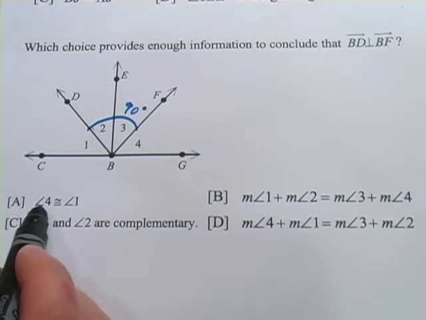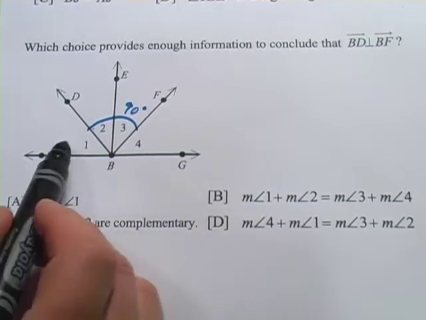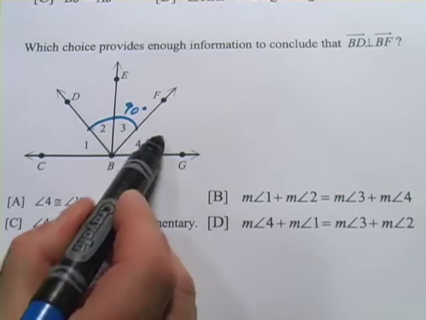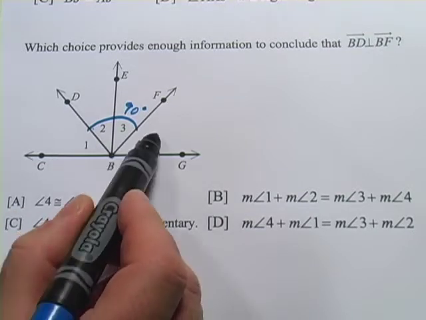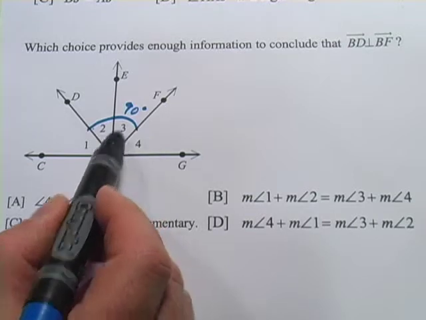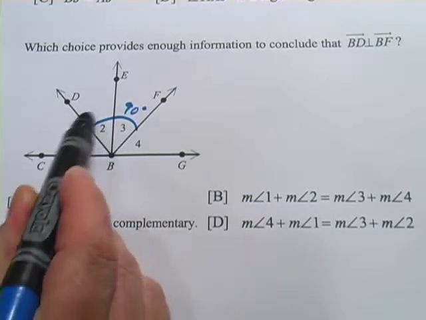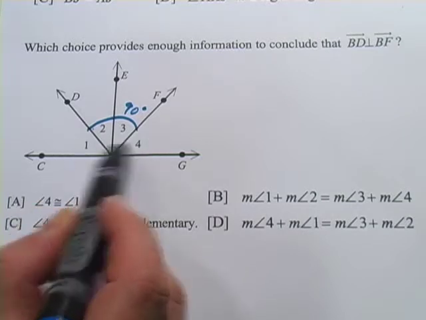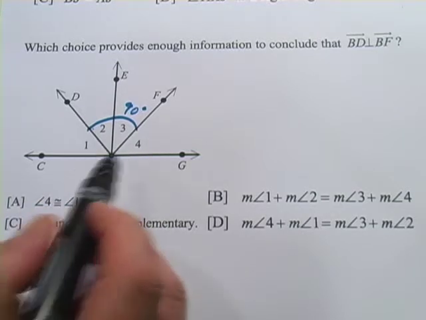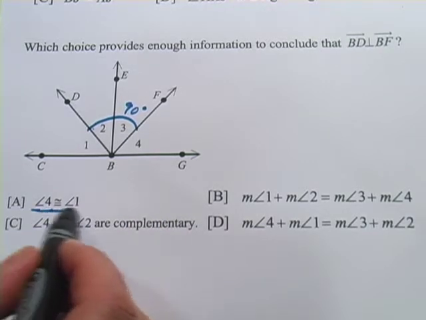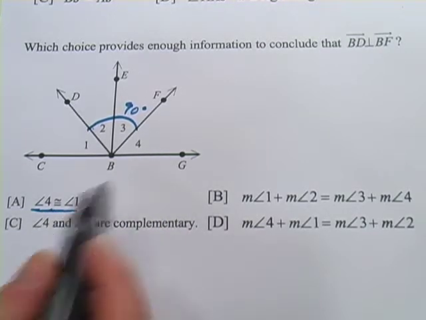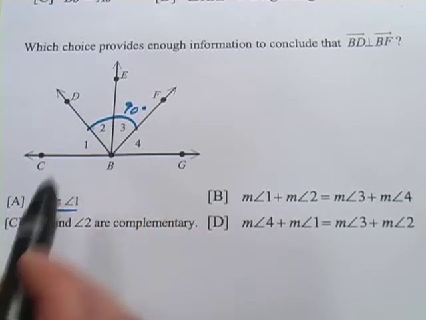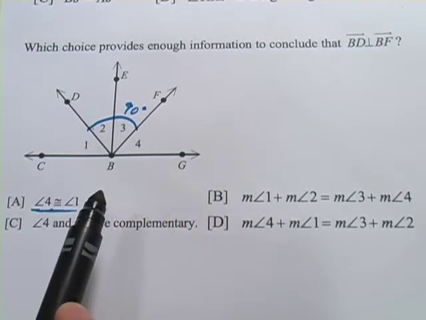First of all, A says angle 4 is congruent to angle 1. So if these two have the same measure, well, if these two were 45-degree angles, they would add up to 90, and then what would be left in here would be 90, because this whole thing is a linear angle. So if these were 45 and they equaled each other, that would definitely work. However, these could be 44, and this would still be satisfied. These could be 2, and these would be satisfied. So this is not going to be enough to prove that this is a 90-degree angle.